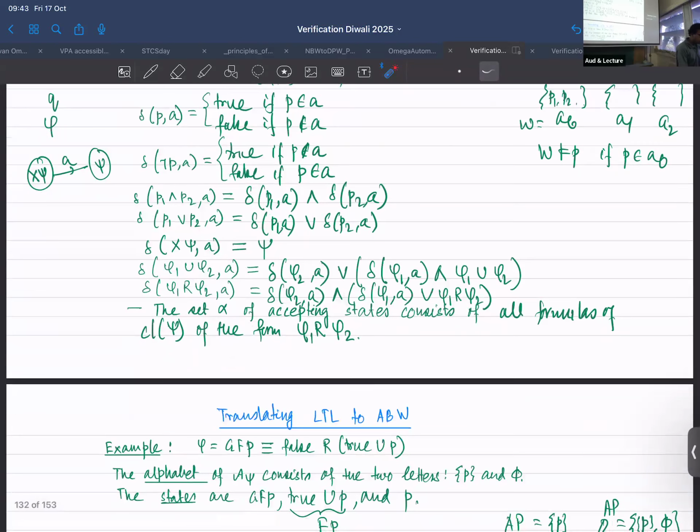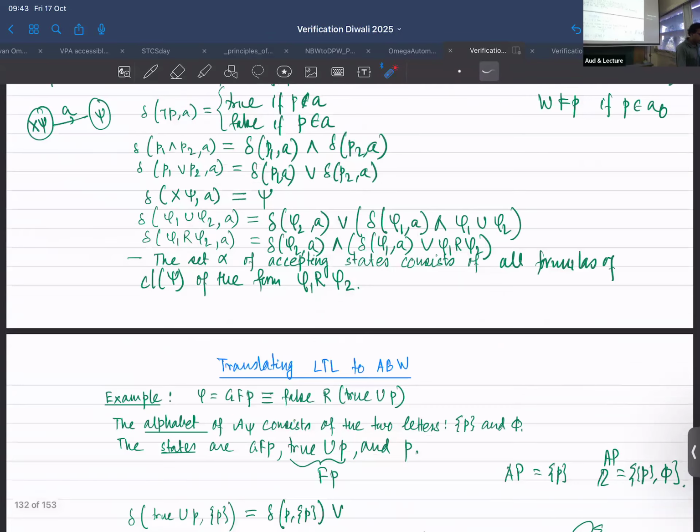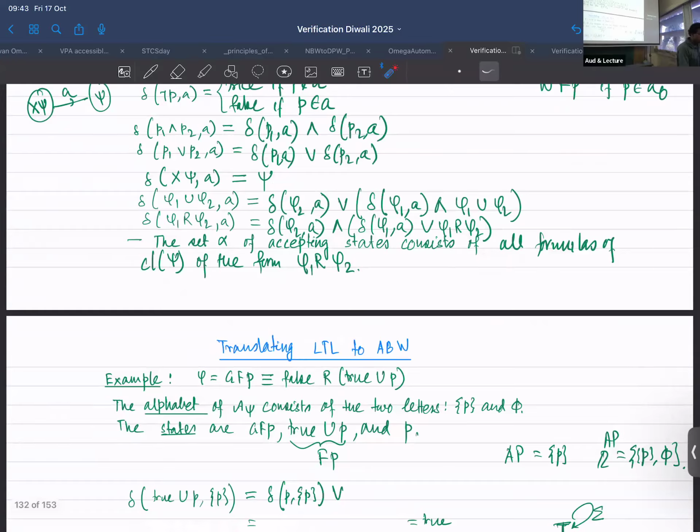on and so forth. If you have delta of X psi, comma A, then you go to the state which is labeled by psi, right? The state psi. And actually, we should say that you go to the state psi, because the state itself is the formula.